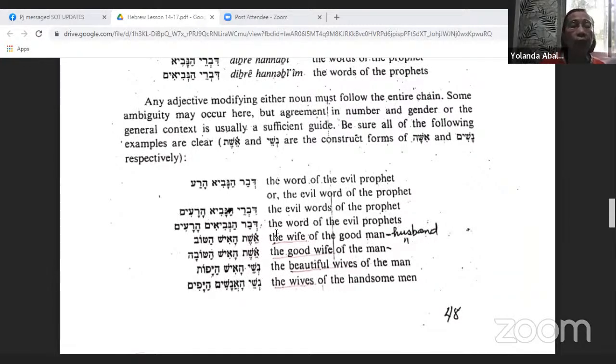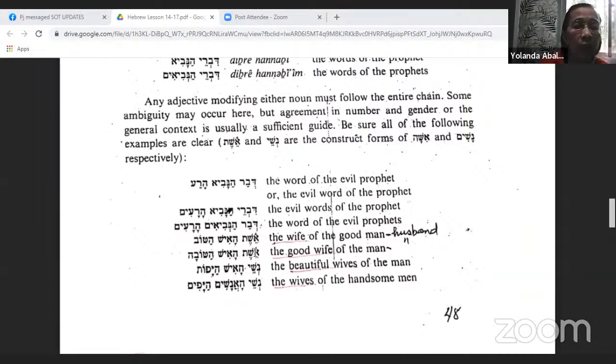Ra'im. Then kasunod, we have davar. That is the word. HaNevi'im, the prophets. Ra'im are evil. So the word of the evil prophets.